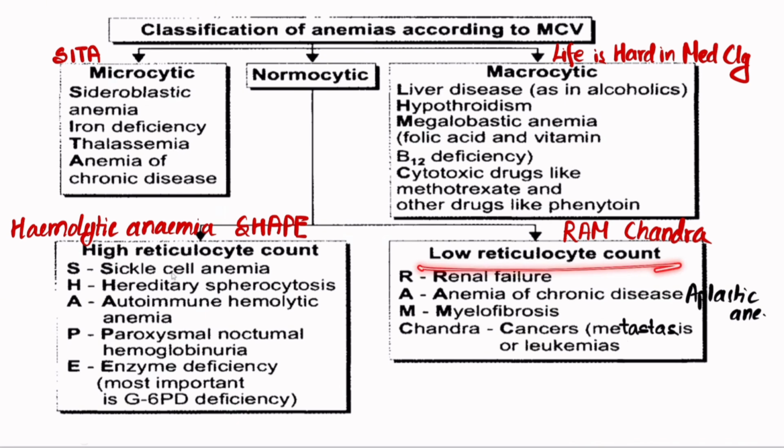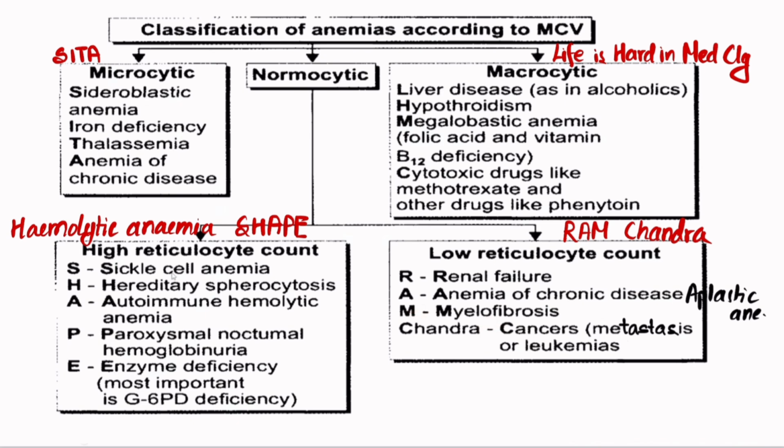Then there's your low reticulocyte count: Ramchandra. R for renal failure. Here there is renal failure in normocytic. Here there is liver disease in macrocytic. So Ramchandra: renal failure, anemia of chronic disease, or aplastic anemia, M for myelofibrosis, and C for cancers.